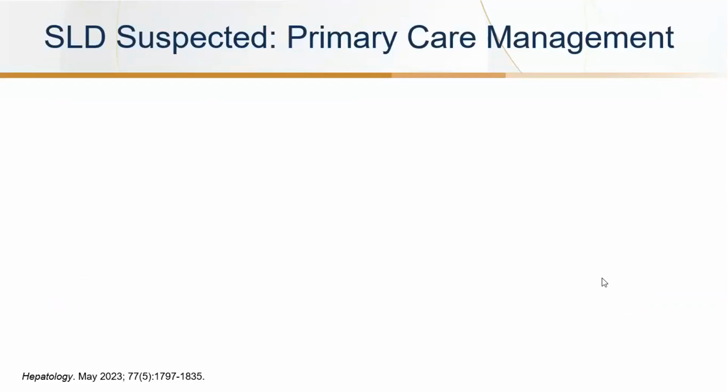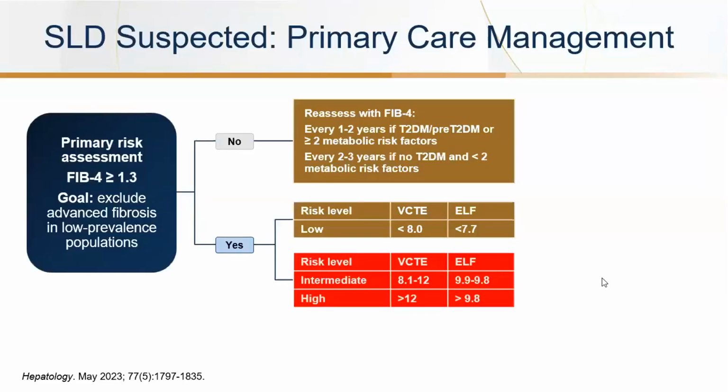So our primary care people, this is kind of for you when we need to start thinking about this. So really in a patient that has not been diagnosed with fatty liver in the past, but has one of these 5 risk factors, you're going to want to be mindful of that. And the primary risk assessment being the FIB-4.